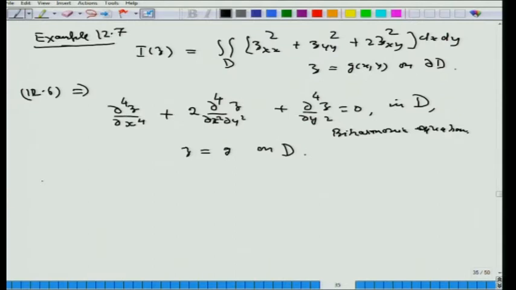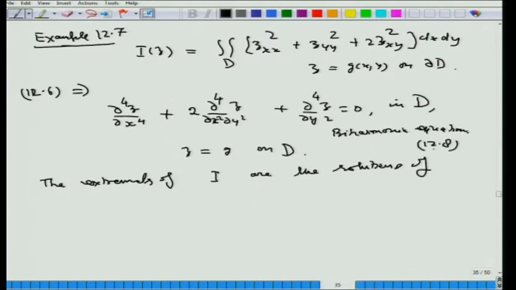So, the extremals of I are the solutions of, let's say this is 12.8, the biharmonic equation.